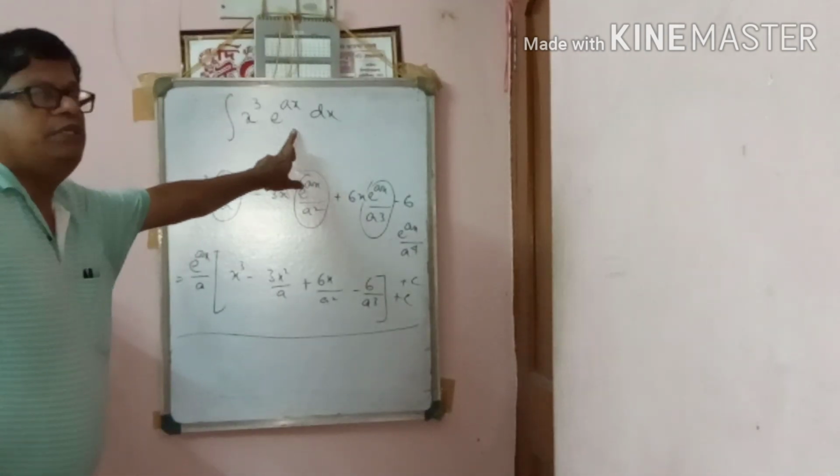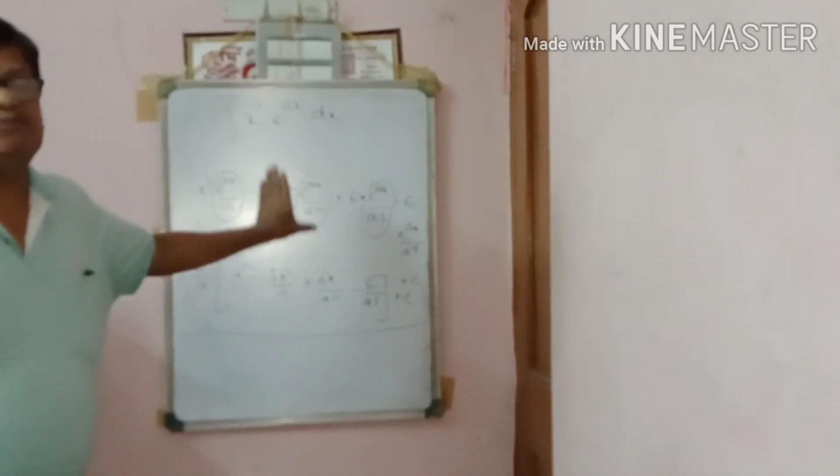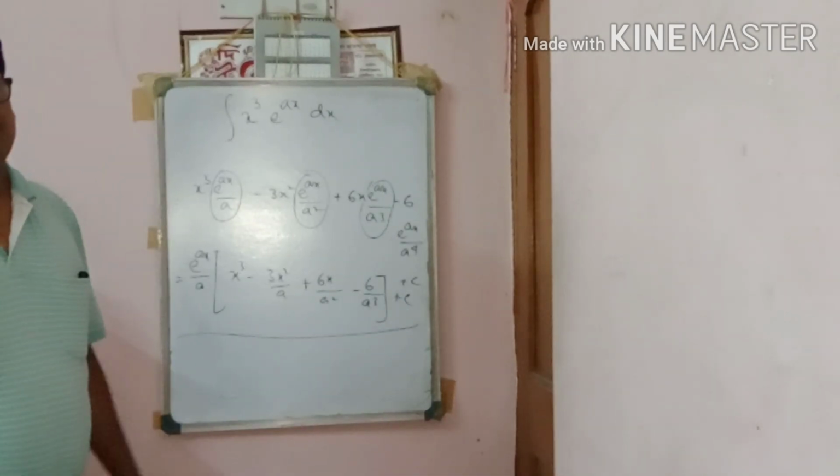This is u, this is v. Same process you can do, same answer you get. But it is a very shortcut method. Direct answer you can get.